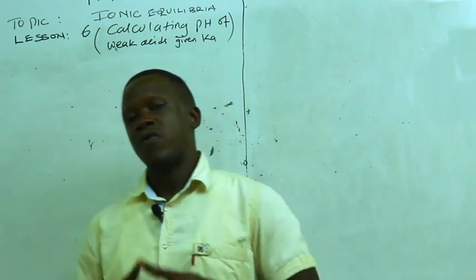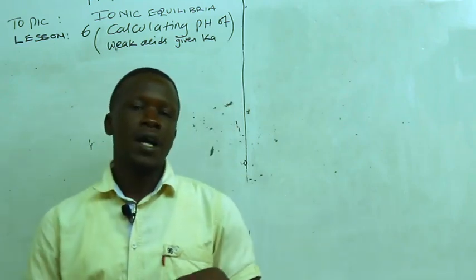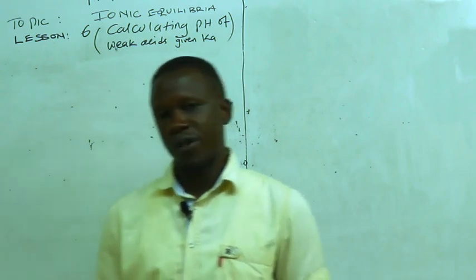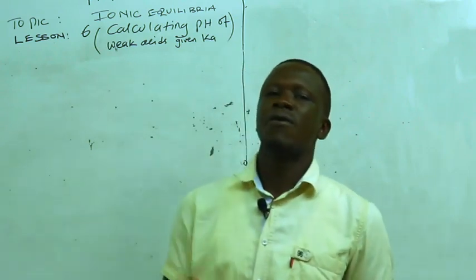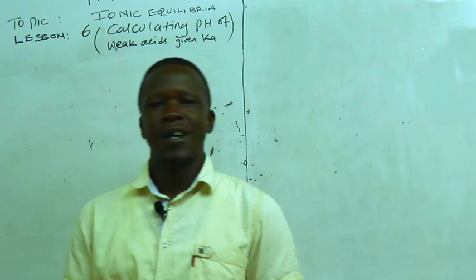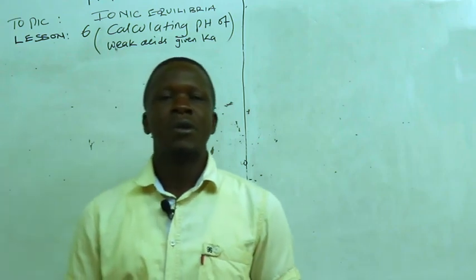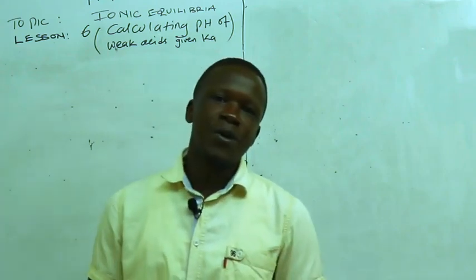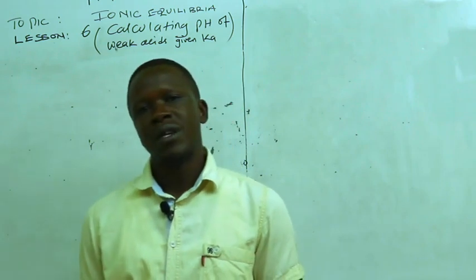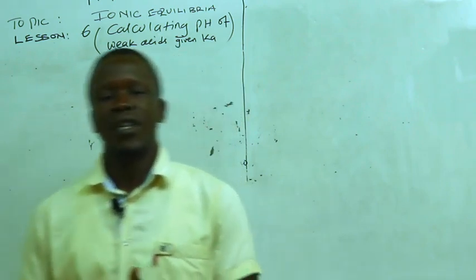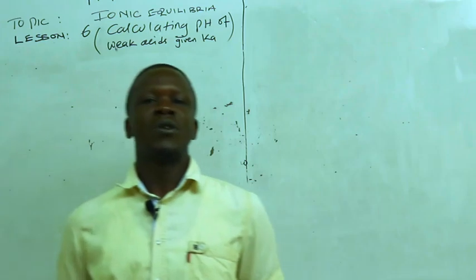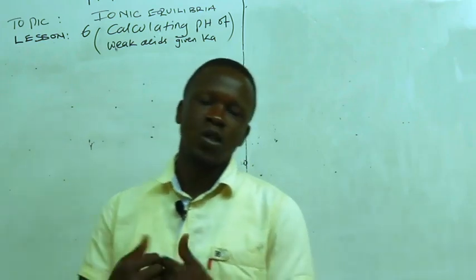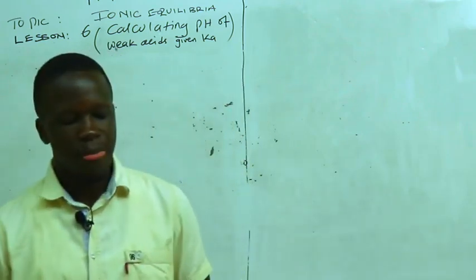Now, for stronger acids, once we are given the concentration of a stronger acid, since they undergo complete ionization, we would simply use the molar ratio depending on the basicity of the acid and get the concentration of hydrogen ions, as we saw in the previous videos.